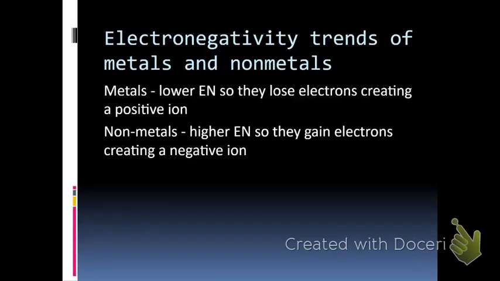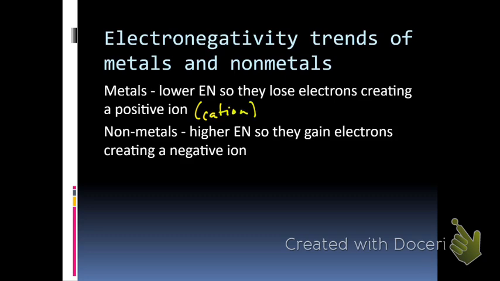All right, so we're going to talk about ionic bonding here. But before we talk about ionic bonding, we should know that metals, since they're on the left side of the periodic table, have a lower electronegativity. They have less control over their bonding electrons, so they tend to lose those electrons, creating a positive ion. A positive ion, by the way, is called a cation.